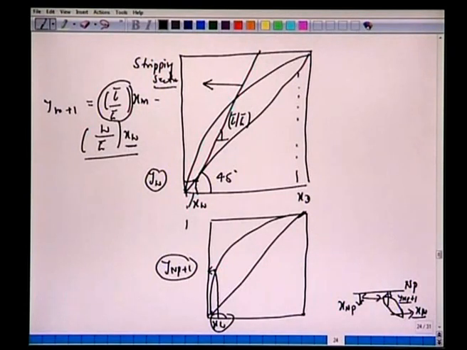They are connected by the operating line. So first, if you have xw, and then we have drawn this operating line by the slope of L bar by G bar, this will give us x NP. All right. Again, extend this. We have the second vapor composition y NP. All right. If we extend this, we have now x NP minus 1 and so forth.